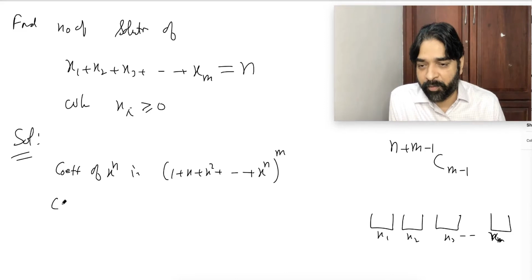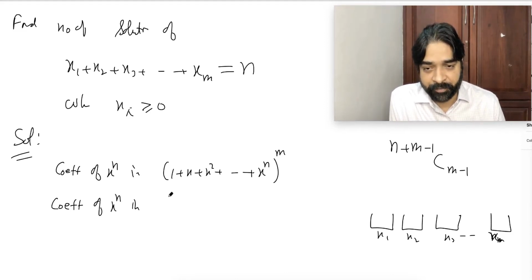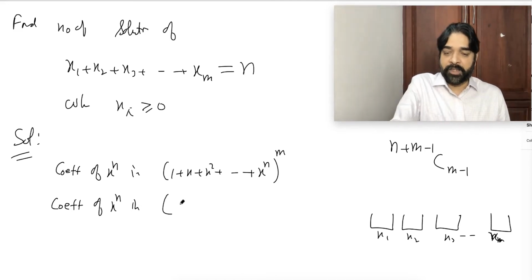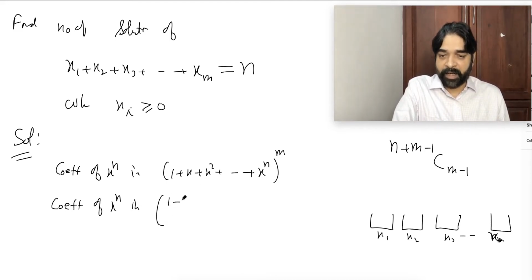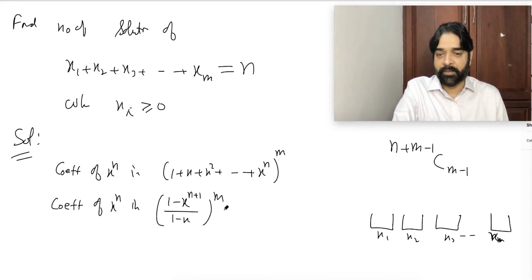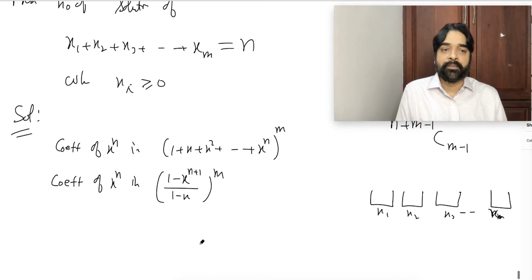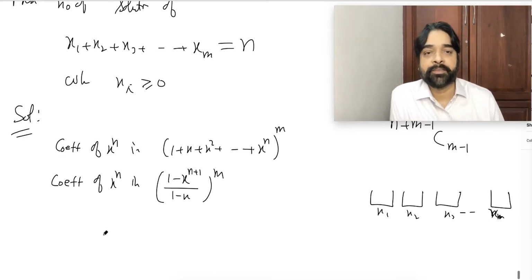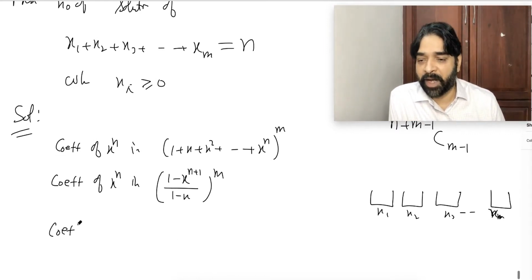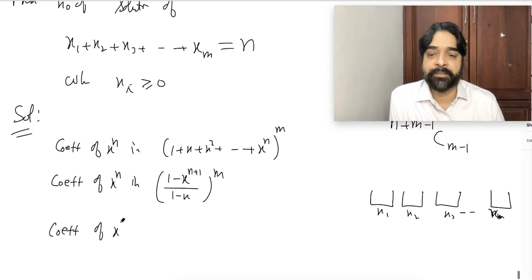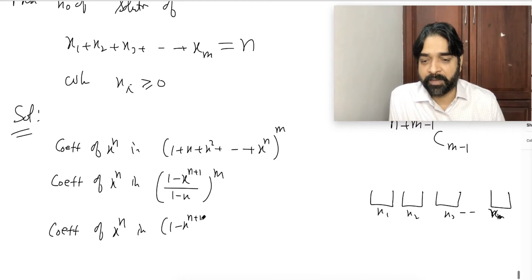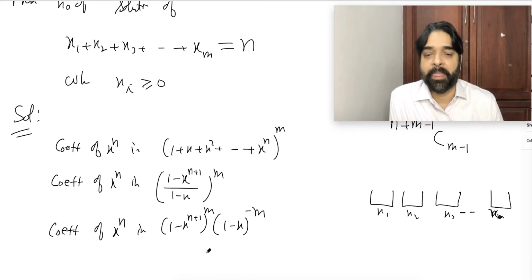So we'll say coefficient of, watch it carefully, after that only write x power n in. This is the GP. And this I can write as 1 minus x power n plus 1 divided by 1 minus x. Yes or no? I will say coefficient of x power n in 1 minus x power n plus 1 power m into 1 minus x power minus m.